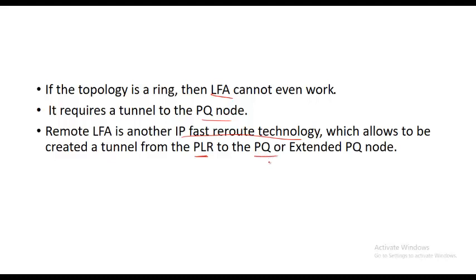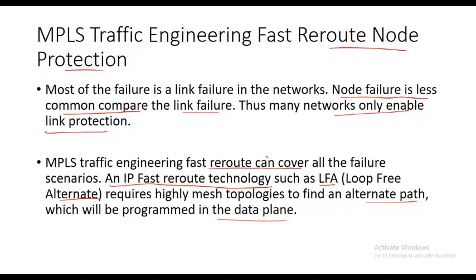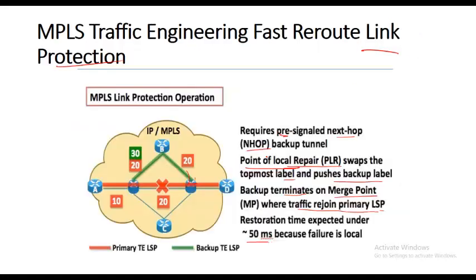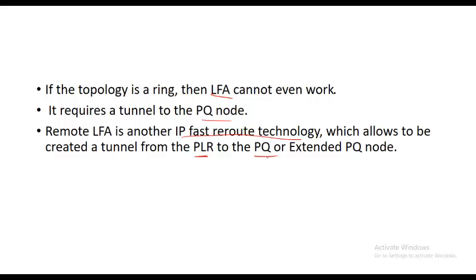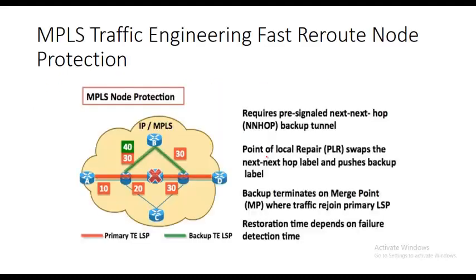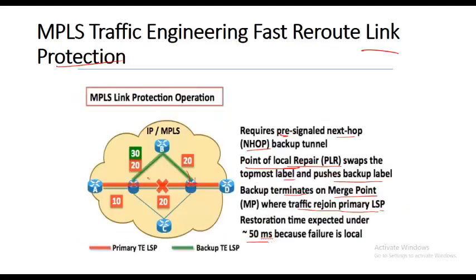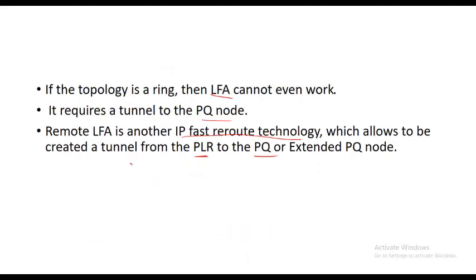It requires a pre-signaled next hop backup tunnel. The point of local repair swaps the next hop label and pushes the backup label, which is 30. The backup terminates on the merge point. This one is the merge point, where the traffic rejoins the primary. Okay, this is also a merge point. It rejoins the primary. Restoration time depends on the failure.